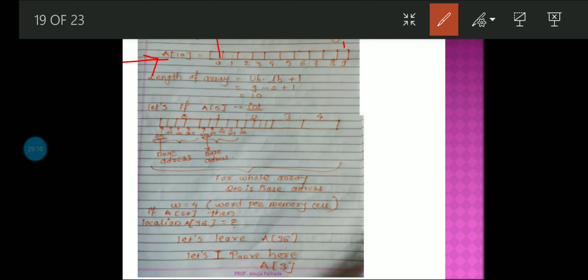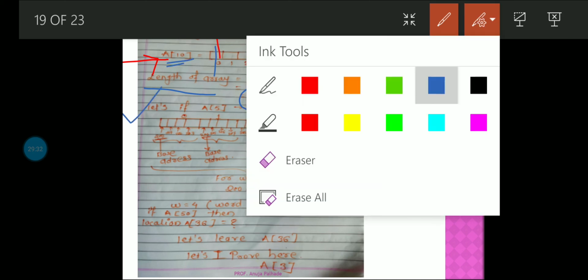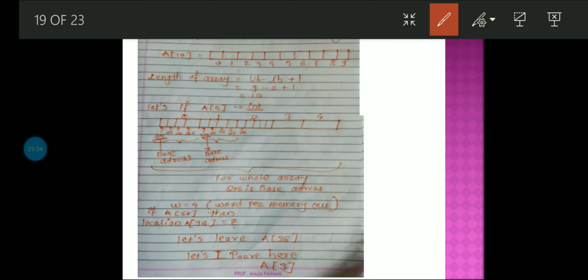And what is the length of the array? First we have to count the length of the array. So the length of an array you can find out as upper bound minus lower bound plus 1. The upper bound is 9 here and the lower bound is 0 here. So 9 minus 0 plus 1 gives 10, means the size of your array is 10. So we get the size correct. This is about the length of an array.